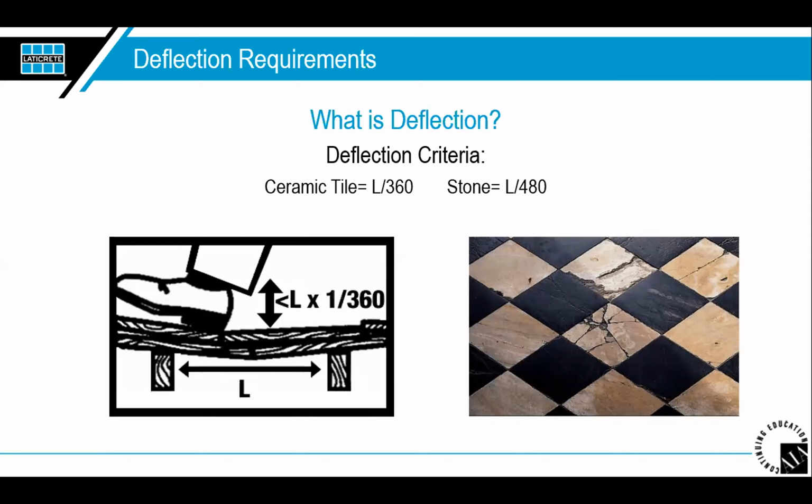And I can also say that something that comes to mind right off the top of my head is that many industry standards for stone are going to require the L over 720 as well. So again, that's going to come down to the manufacturer's recommendations. If they have something, they can trump the industry recommendations, but we would be looking at L over 360 or L over 720 for the standard for ceramic tile and stone.